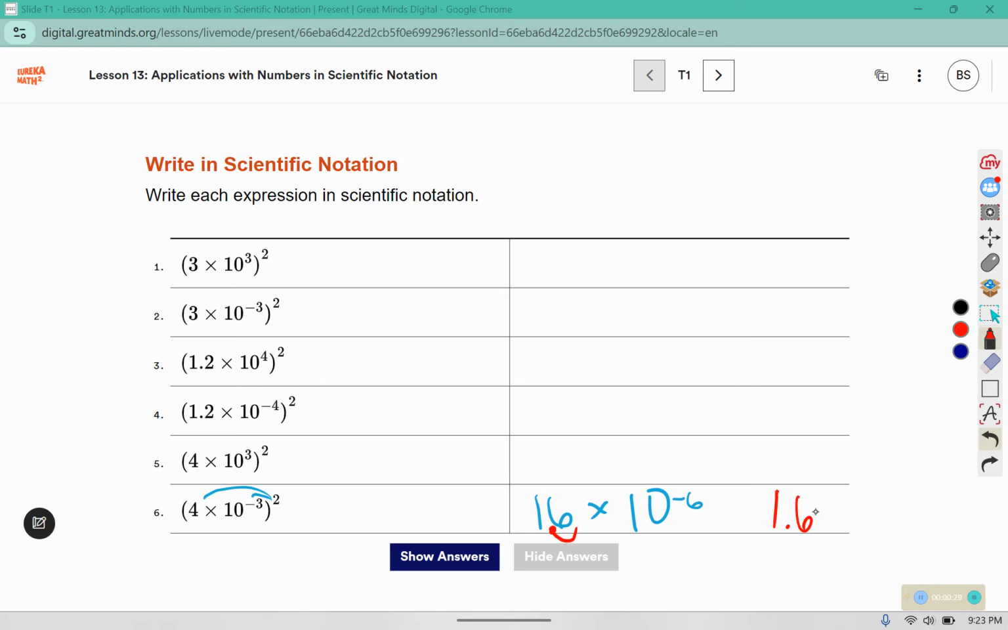So it should say 1.6 times 10. I made 16 smaller by turning it into 1.6. So I need to make my exponent bigger by 1 because I moved the decimal 1 spot. 1 larger than negative 6 is negative 5. So this is the one that's in scientific notation. Please complete the remaining 5 questions in your warm-up.